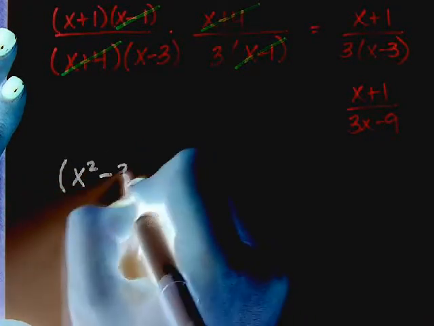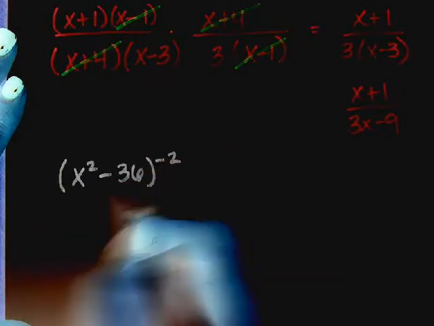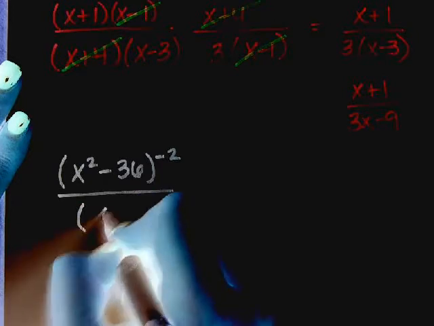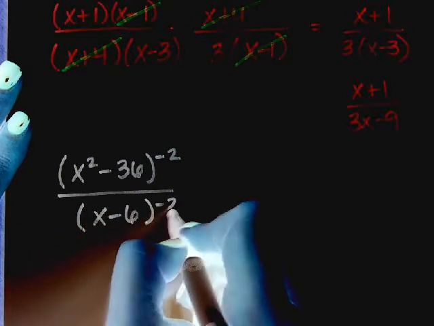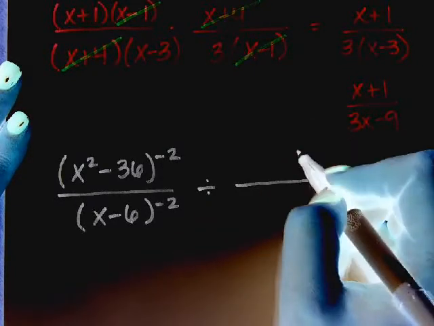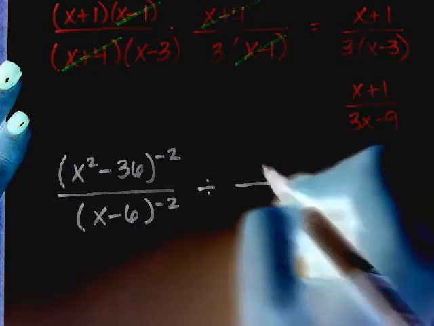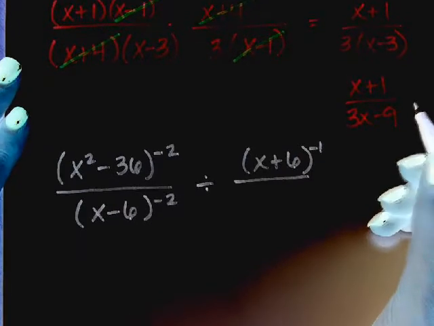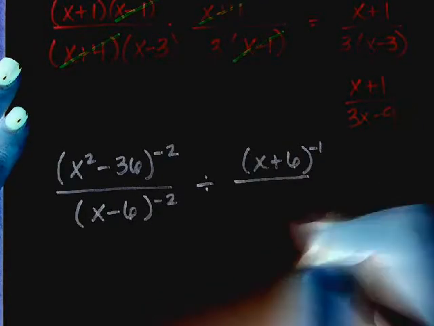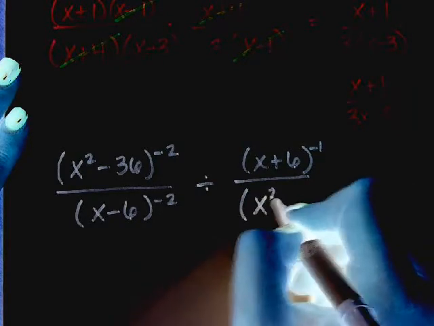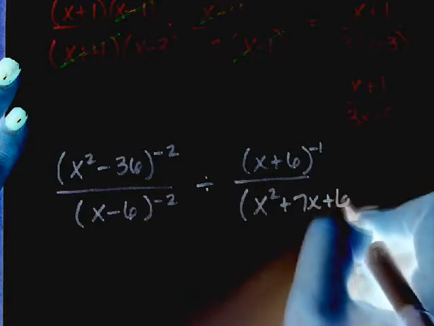Okay. So this one is gonna be x squared minus 36 to the negative 2 over x minus 6 to the negative 2. And then we're going to have x plus 6 to the negative 1. And then we're going to have, sorry, I'm making it up right now, if you couldn't tell, x squared plus 7x plus 6 to the negative 1.